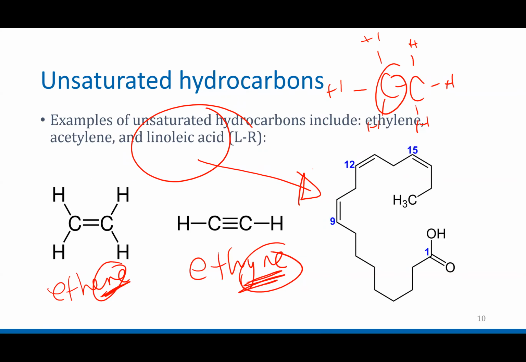This is, I picked a more fancy one, a more complicated chemical. This is linoleic acid. This is what we would call an alkene. So when we see these double bonds here, two letters, or two lines, sorry, it's an alkene.